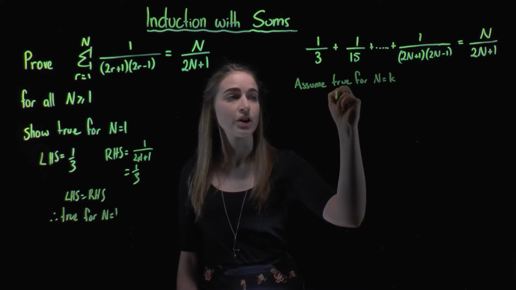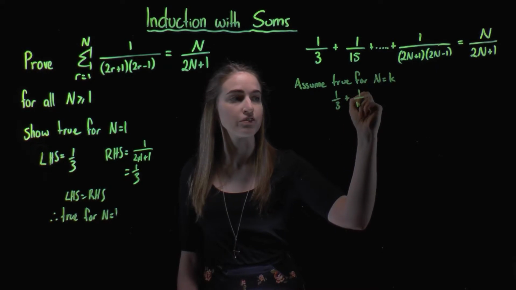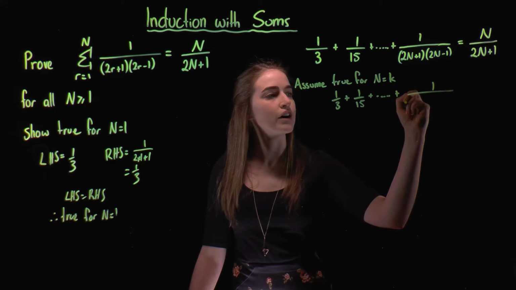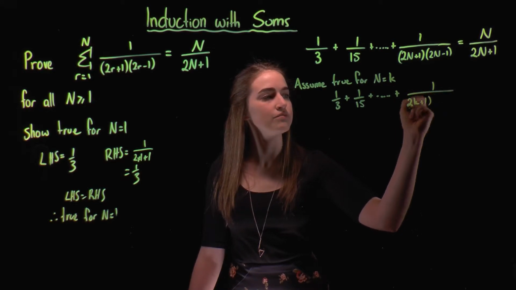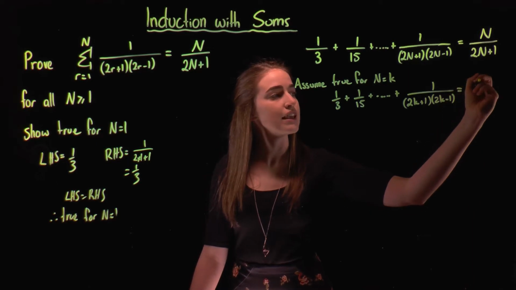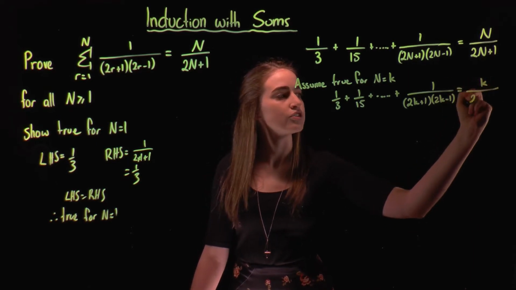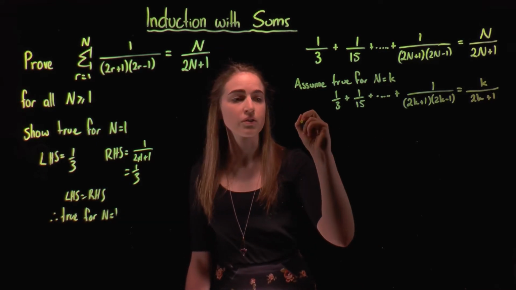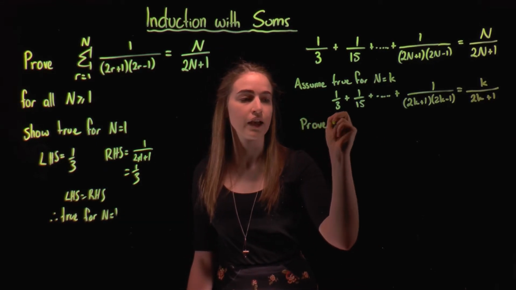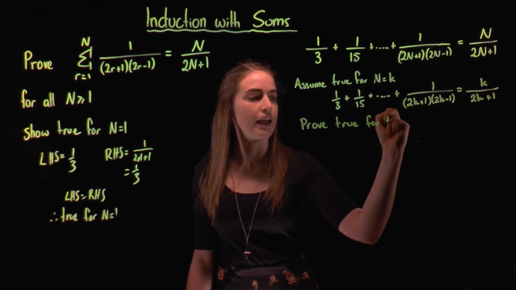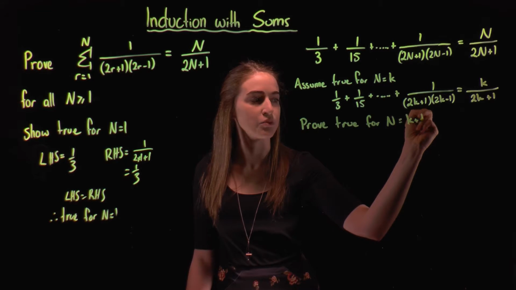So that means that we're going to assume that 1/3 plus 1 over 15 plus all the way up until we have 1 over (2k plus 1)(2k minus 1) is equal to k over 2k plus 1. Once we've assumed that, we're going to prove that if that's true, then it's also going to be true for n equals k plus 1.